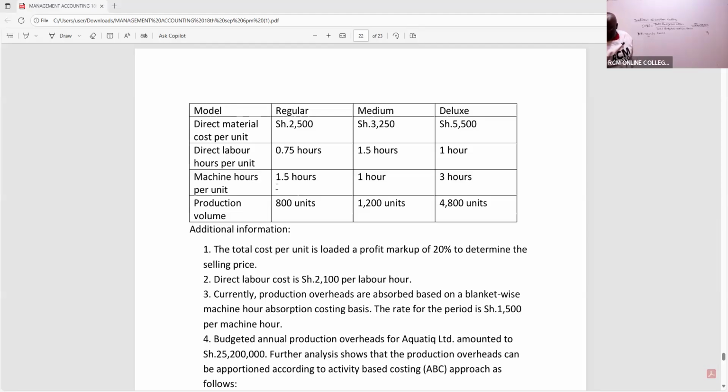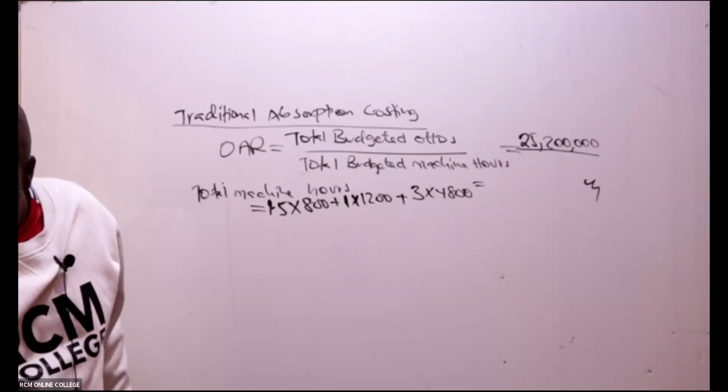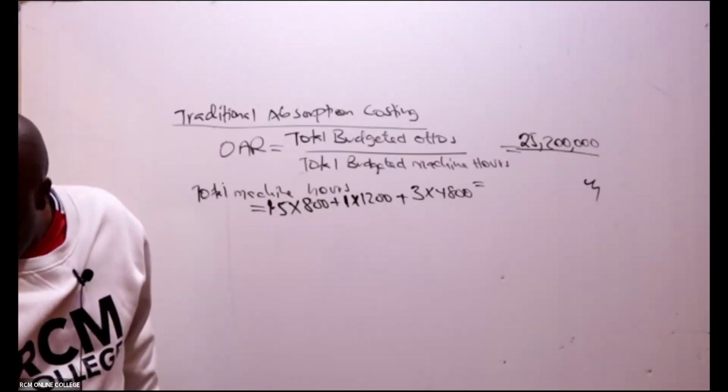So we can see machine hours per unit, 1.5 times 800. The first product will be 1.5 times 800, plus the second one, 1 times 1200, plus, ladies and gentlemen, the third one, 3 times 4800. So give us the total machine hours. Is there somebody who is able to give us these total machine hours?